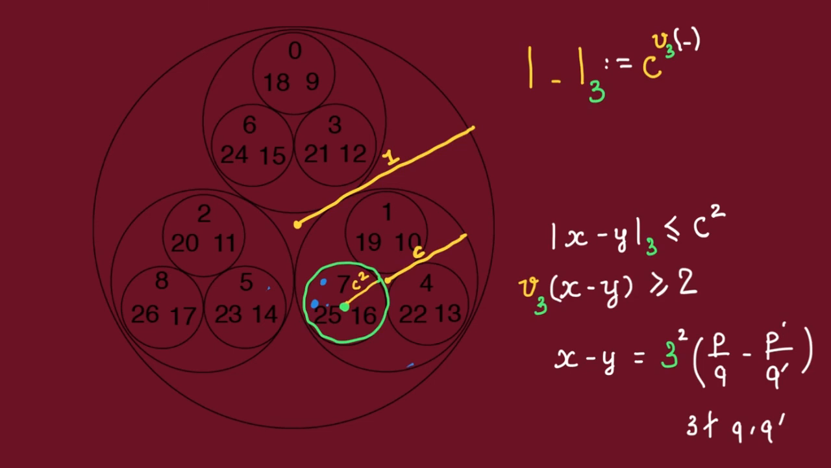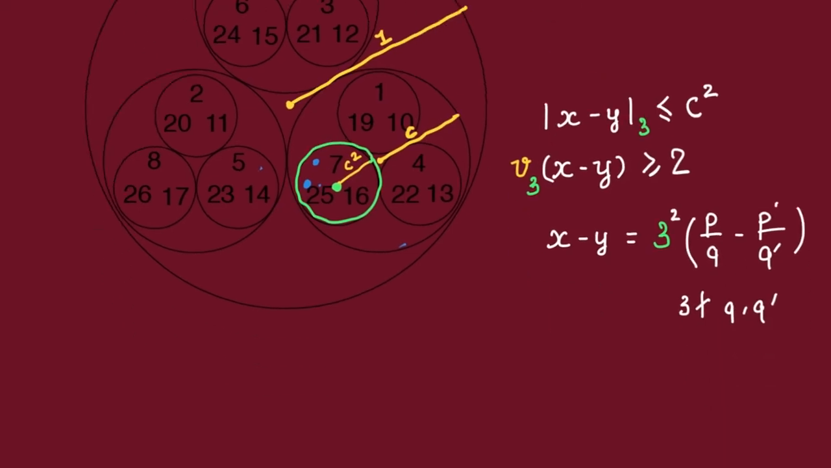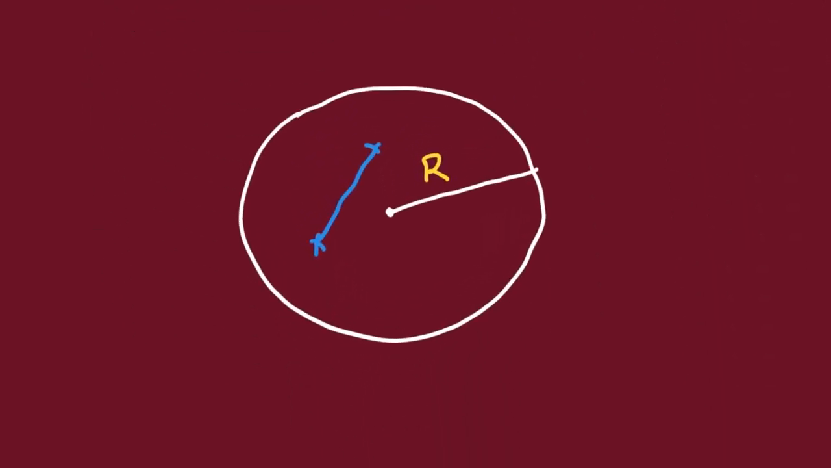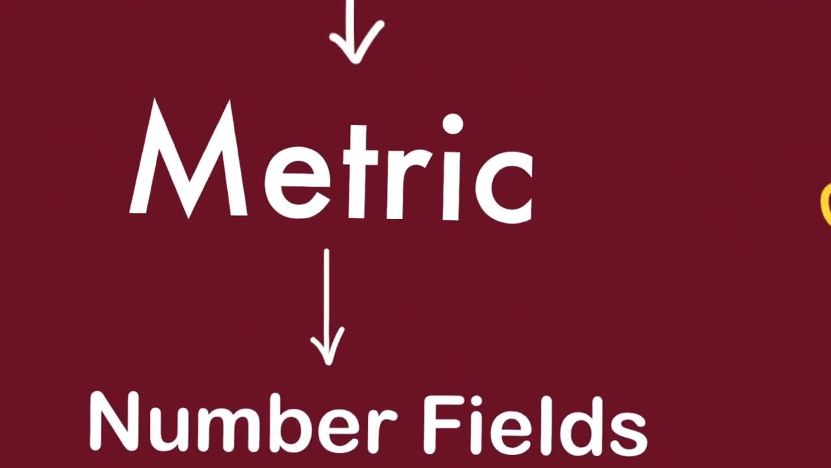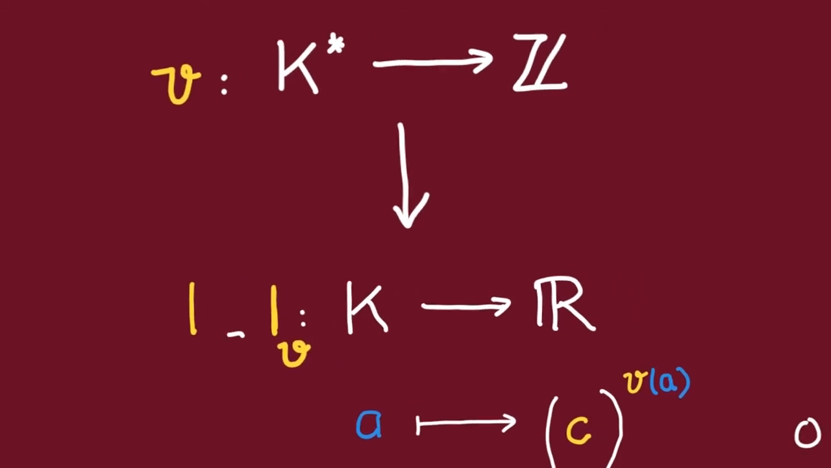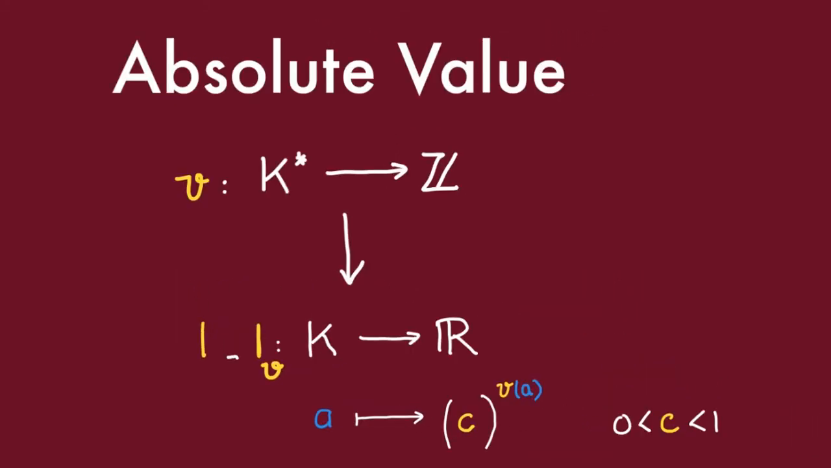So you see, the geometry in the p-adic world is very different from our usual geometry. In the p-adic world, any 2 points inside a disk of radius r must have distance less than or equal to r. Now that's an example of the geometry that we get by using a metric which is induced by a discrete valuation. Of course, our next natural question is, do all absolute values come from valuations? Or more generally, what are all the possible absolute values on a number field? We will answer that in the next episode.